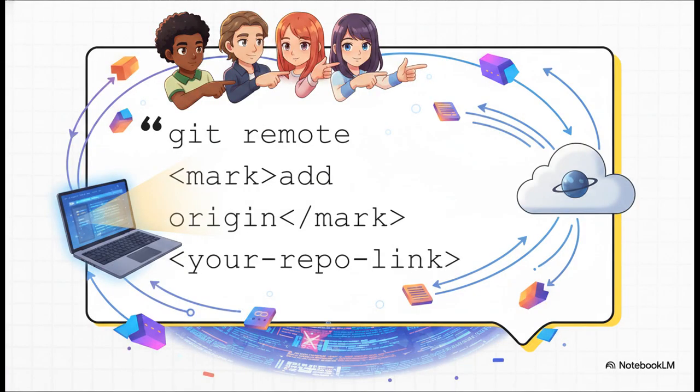Now, this line of code here might look a little intimidating, but it's the key that connects everything. You only run this once. It's basically you telling your local project, hey, see that address on GitHub? That's our official online home base, our origin.